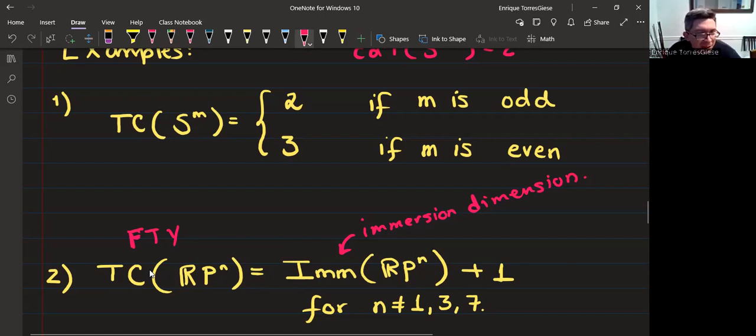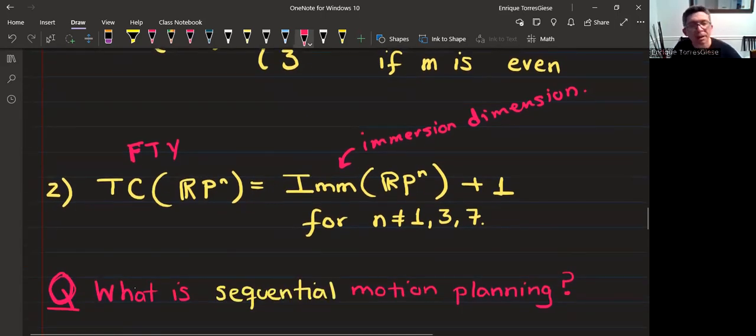And again, I think the emphasis here is that the TC on one hand can be very, very easy to compute in some cases, like for instance, in the case of the sphere, where it's very easy to come up with some explicit motion planners, explicit instructions to complete the calculation of the TC of the sphere. But on the other hand, there are situations like in the case of the projective space when computing this is essentially hopeless. It's almost impossible at this moment to compute this.